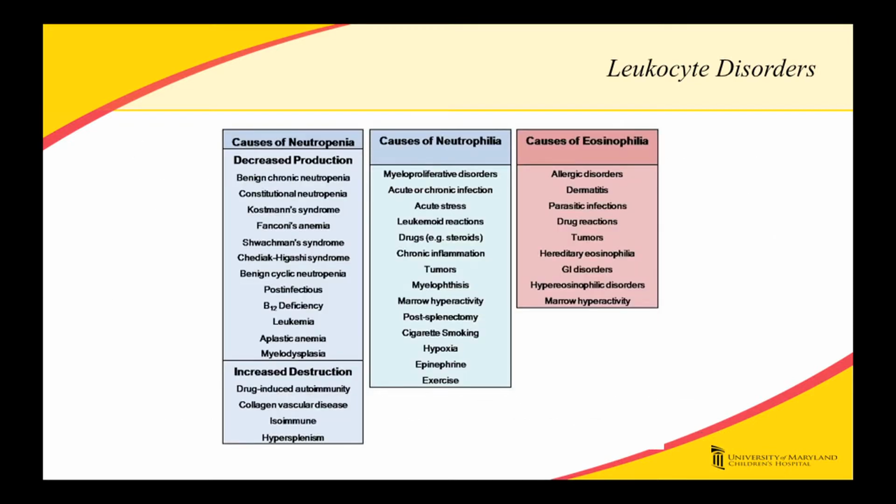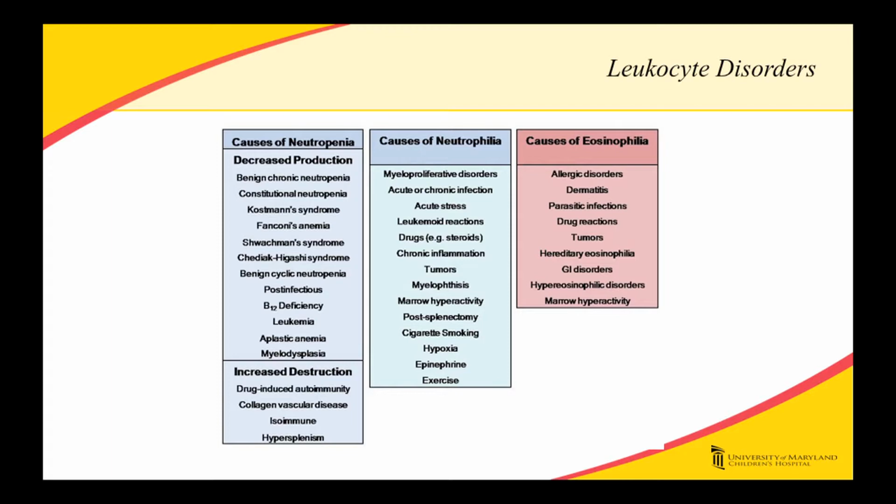And then this is just some tables of causes of neutropenia. Decreased production, you can have a benign chronic neutropenia, constitutional. Kostmann syndrome is another name for that severe congenital neutropenia. Fanconi's, Shwachman-Diamond, Chediak-Higashi syndrome, which is diagnosed by our smear. Benign cyclic neutropenia, post-infectious. B12 deficiency can also cause neutropenia. Leukemia, aplastic anemia, myelodysplasia, these would be diagnosed by doing a bone marrow.